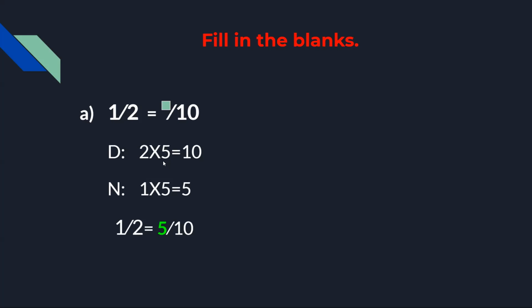In the previous question, I told you that we will multiply and divide by the same number. So we will multiply. The numerator 1 is given, 1 into 5 equal 5. So what is the blank? The blank is 5. 1 upon 2 equal 5 upon 10.